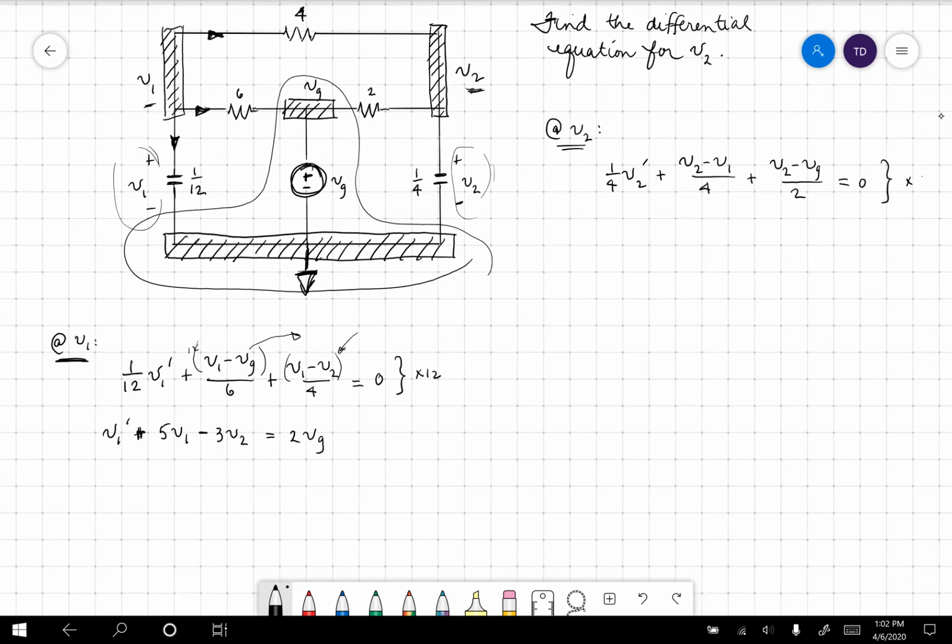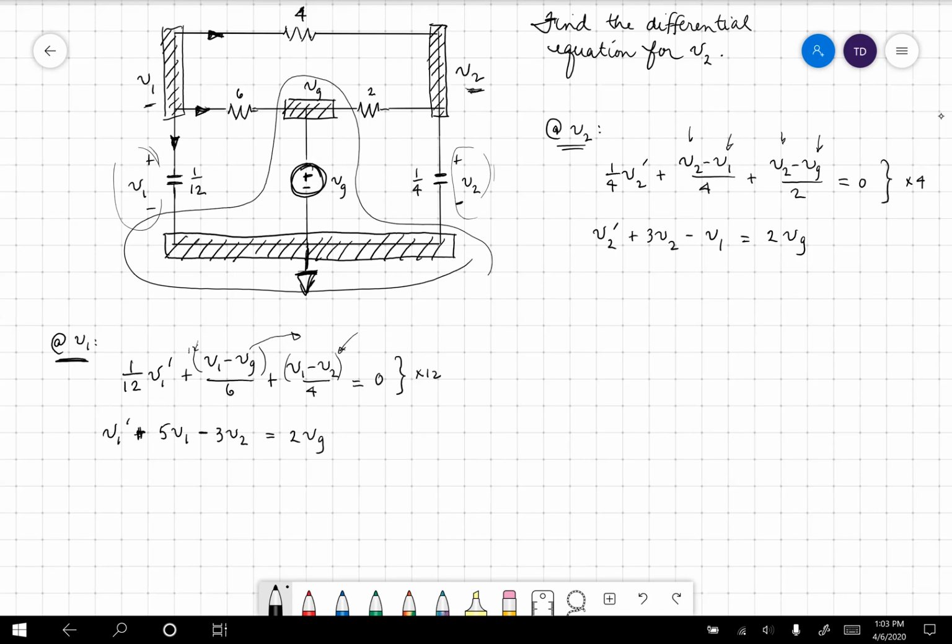Take this one and multiply this one by 4. So when we do that, we end up with V2 prime by 4. I'm going to get 1 V2 there, and I'm going to get 2 more there. That's plus 3 V2. I'm going to get a negative 1 for V1, so it's minus V1. And for this VG, I'm going to bring it to the side. It's going to be a positive 2 VG.